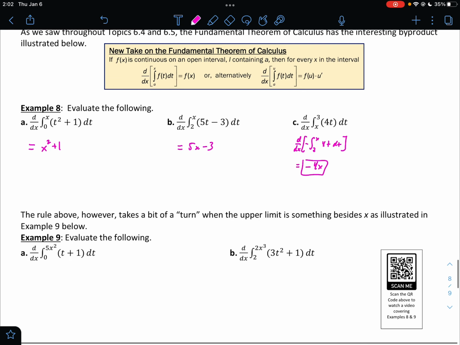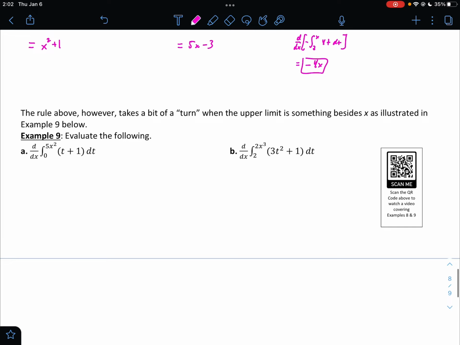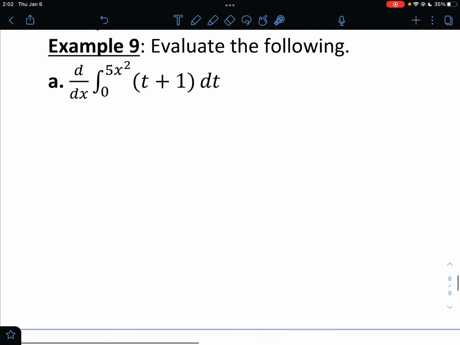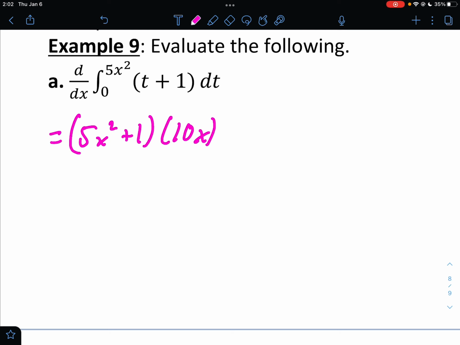But as we saw in that yellow box there, if the bound is not just a variable, but instead it's a function of a variable, we have to multiply by the derivative of that using chain rule. All right, so for this one, we have derivative of an integral. Lower bound's a constant, upper bound's a function of x. So we take that function and put it in for t. So 5x squared plus 1. But then we also have to multiply by the derivative of 5x squared, which is 10x. So you can leave it like that, or you can simplify it to 50x cubed plus 10x. That's fine as well.